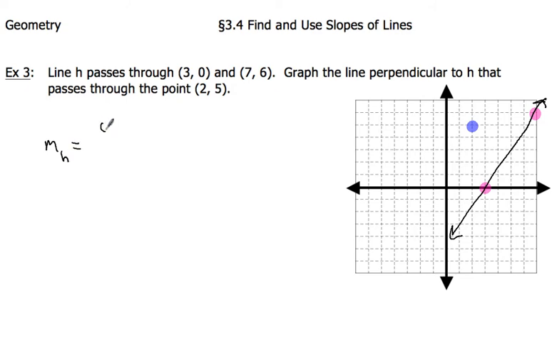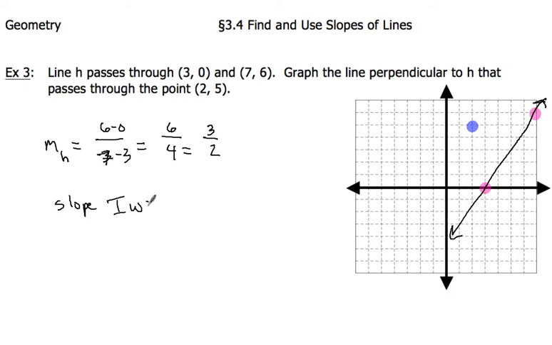and that's going to be equal to 6 minus 0 over 7 minus 3. 6 minus 0 is 6. 7 minus 3 is 4. When I reduce that, I get a slope of 3 over 2. Now, the slope that I want, that's perpendicular to H and passes through that point, I want that slope to be the negative reciprocal of 3/2.